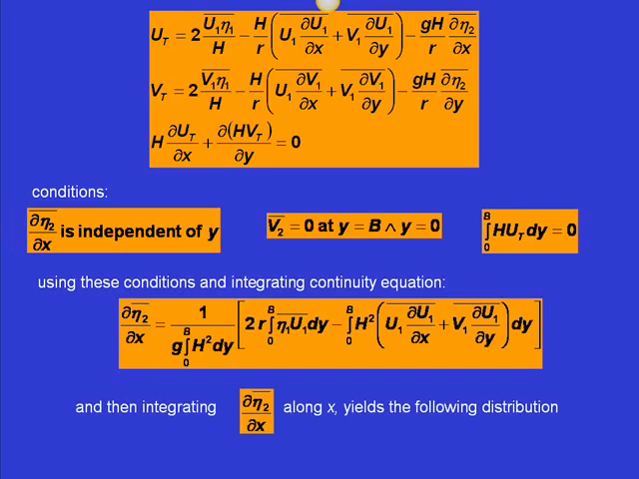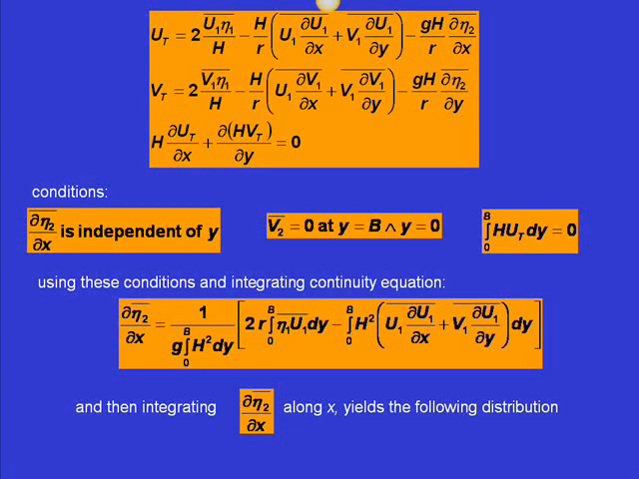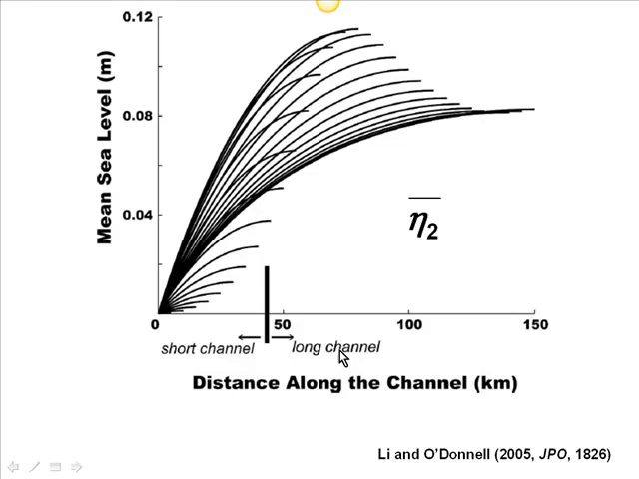Okay, so if that's the case, let me go back and say, you calculate d eta 2 dx, and then you integrate it along the x to obtain what eta 2 is, the residual eta 2. And this is what Ian O'Donnell found.